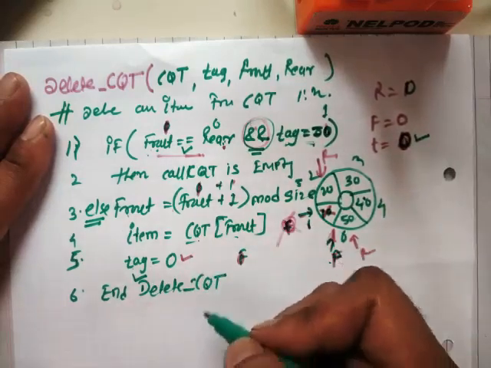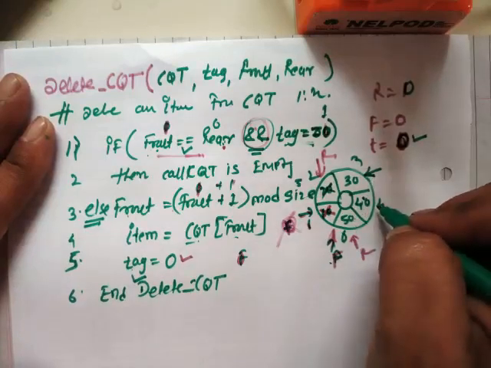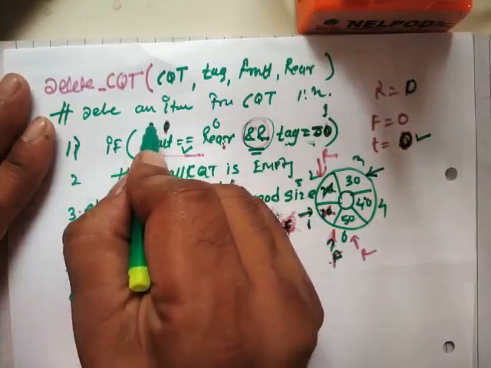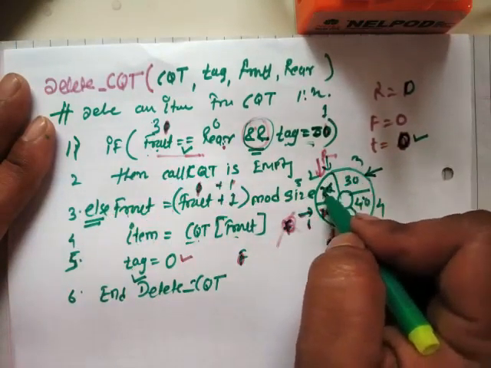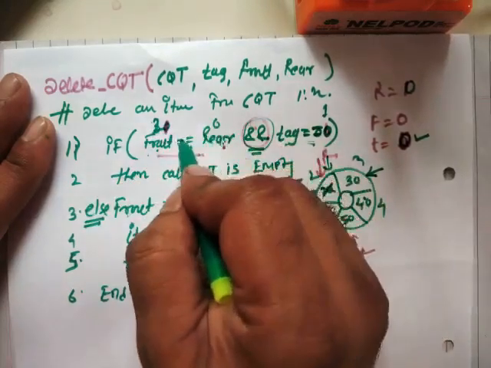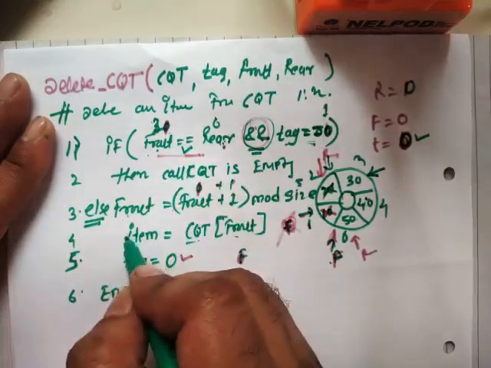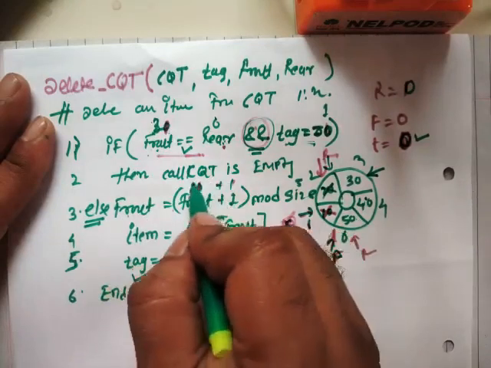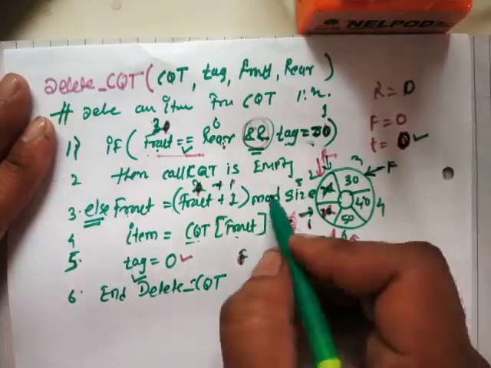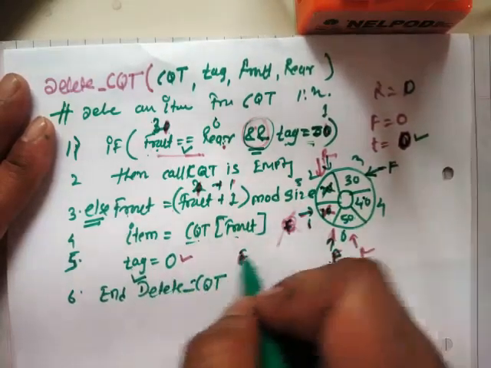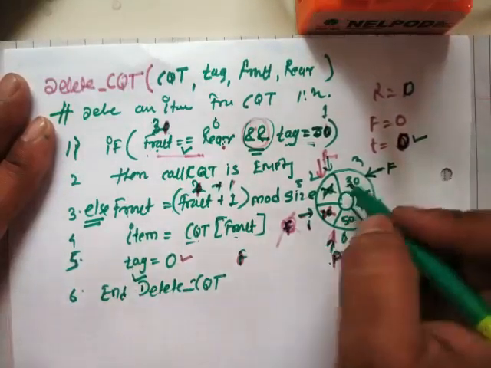We are again setting the tag value. Means this element is deleted. Again I am going to delete this element. What are the front and rear values? Front is 2, rear is pointing to 0, condition false, so it will jump to the else part. Now front is equal to 2 plus 1, that is 3. Now front is going to point to this index location. Mod size, so this element is deleted. Set tag value to 0 again. Every time we are going to set the tag value to 0.